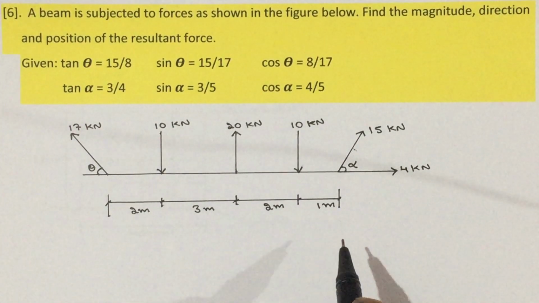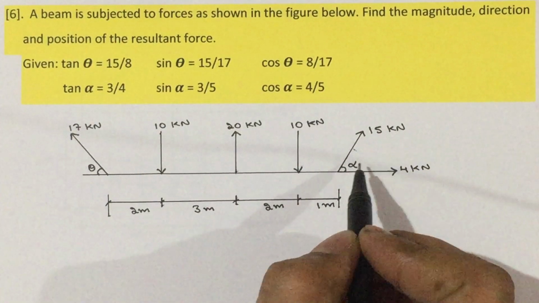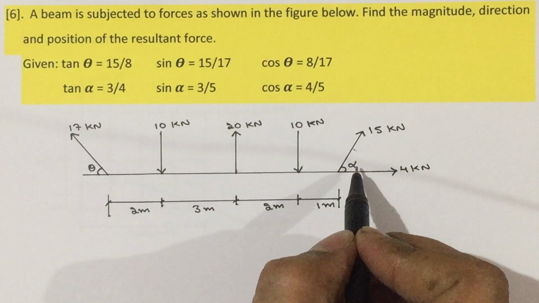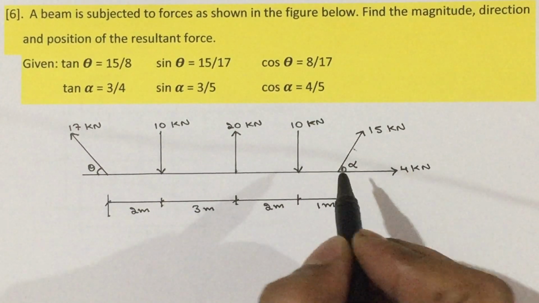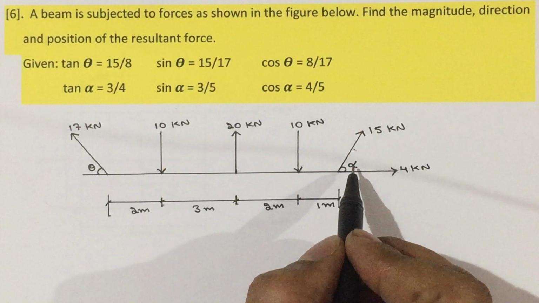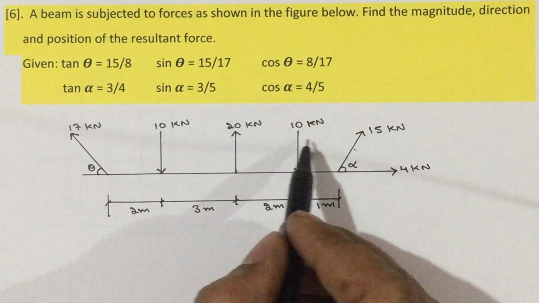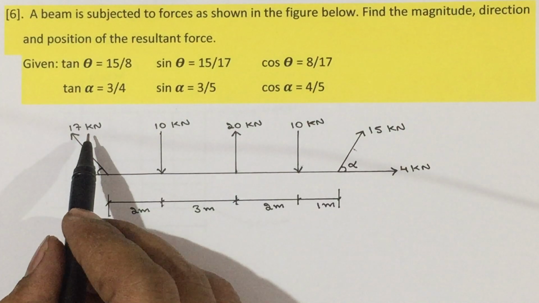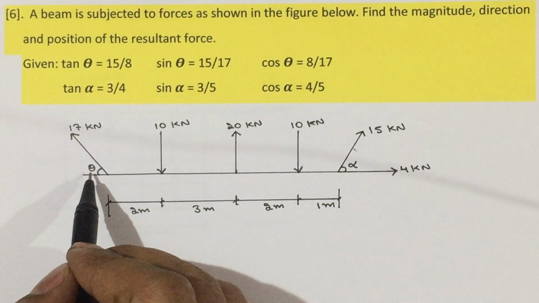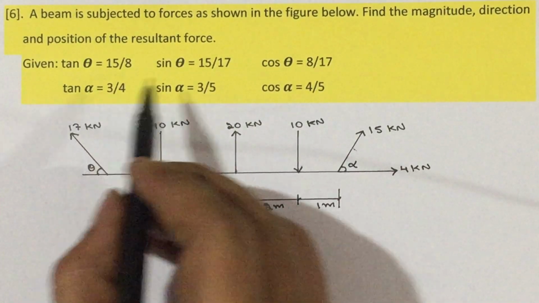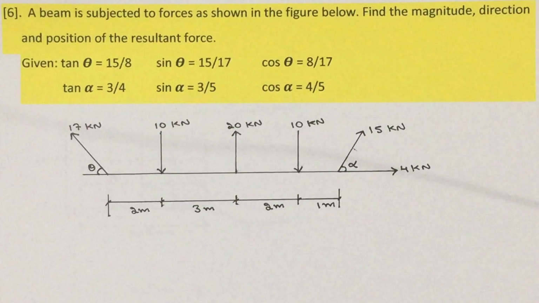First, horizontal angle for the inclined forces. The 15 kilonewton is the inclined force. Its horizontal angle is alpha. Here sine, cos and tan alpha are given in the problem. Then 17 kilonewton is the inclined force, whereas theta is the horizontal angle, and sine, cos and tan theta are given. So it is already given.